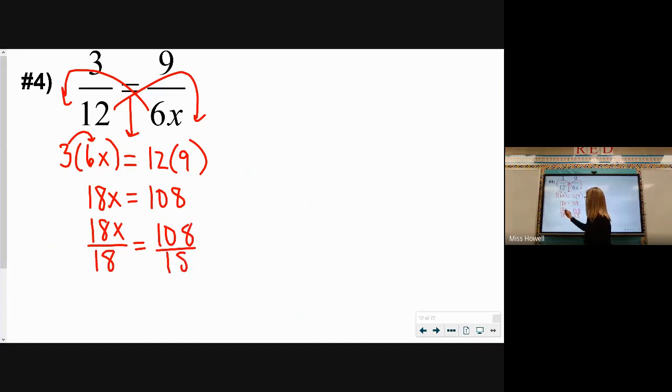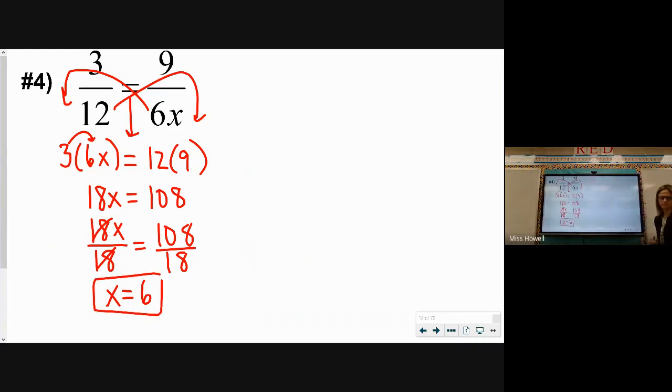All right, cancel on the one side, bring down our x equals. On the other side, our 108 divided by 18 will give us an x value of 6. Good, final, box it in.